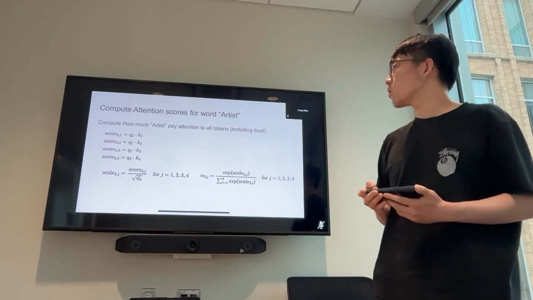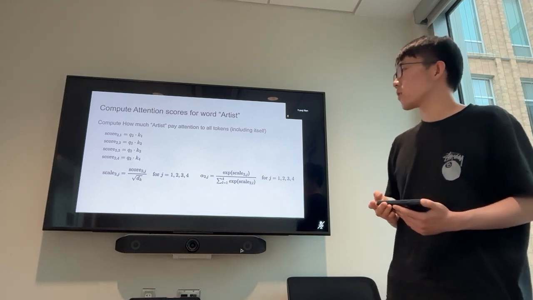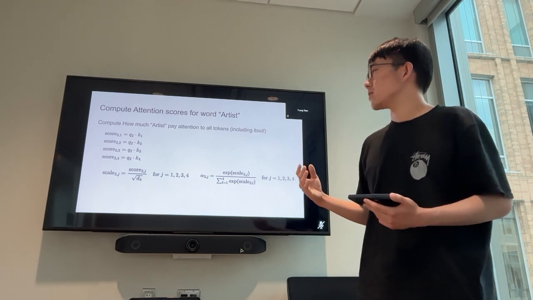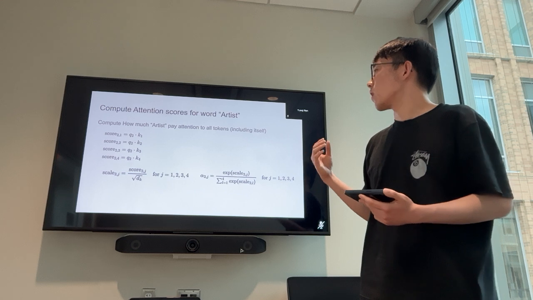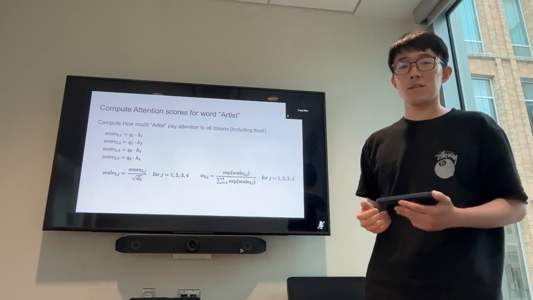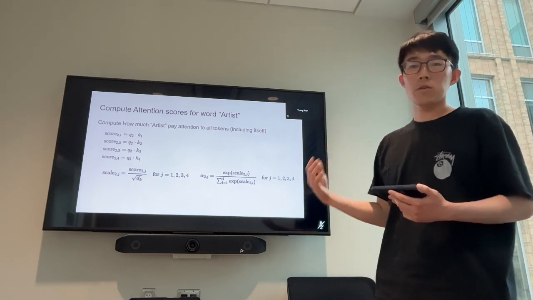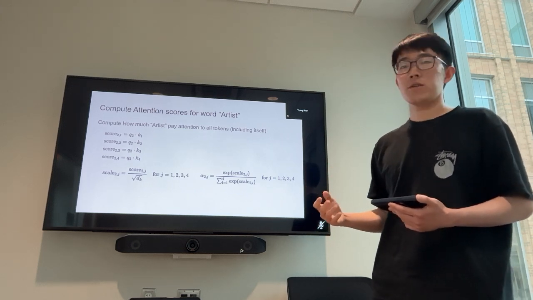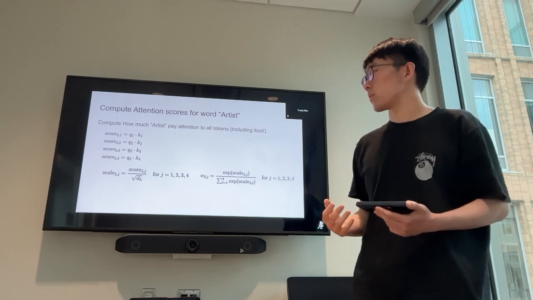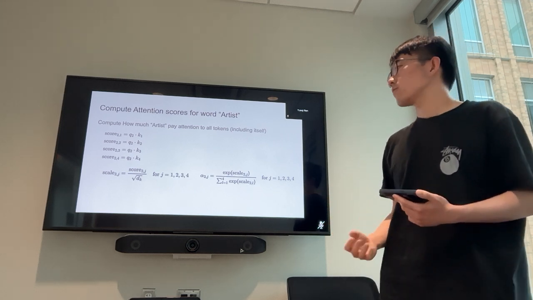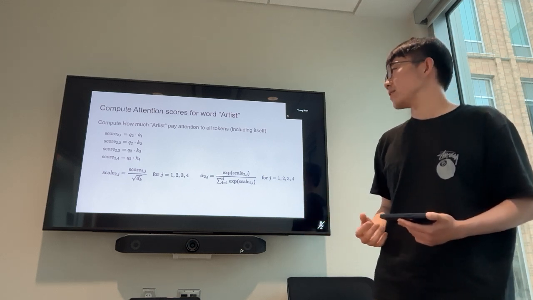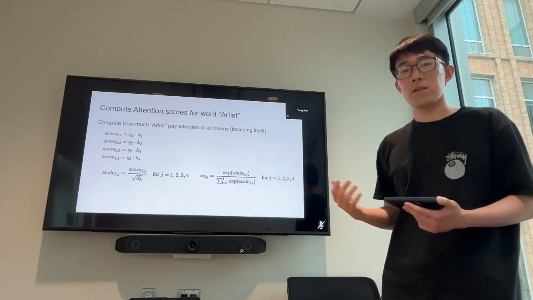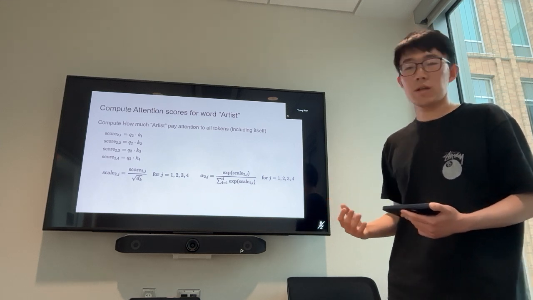Let's say we want to know a good representation of the word "artist" in our input. We take the query of "artist", which is Q2, because "artist" is the second word in our input sequence. We take Q2 and all the keys in our sequence, K1, K2, K3, and K4, and take the dot products correspondingly to get 4 scores. For the scores, we normalize by dividing by the square root of the dimension, and then apply a softmax to add some non-linearity. After that, we get 4 alphas.